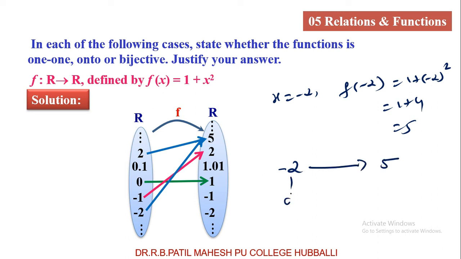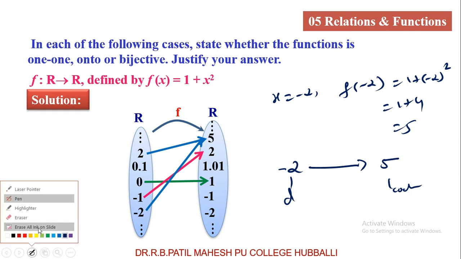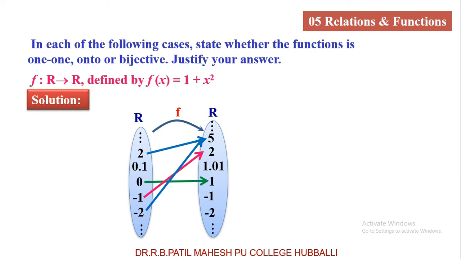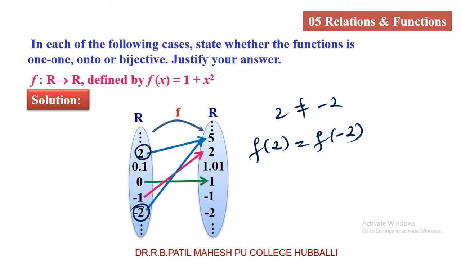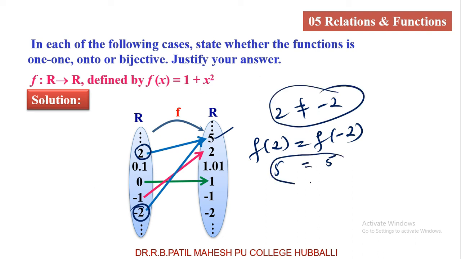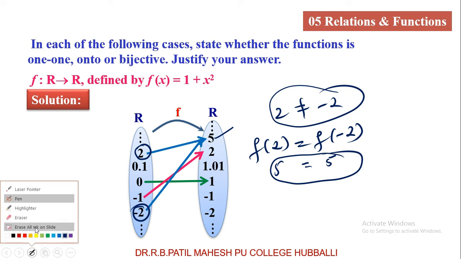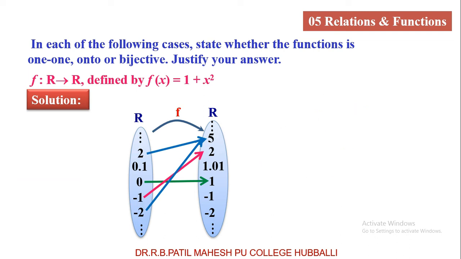This is the domain, this is the codomain or range. Is this going to be 1-1? Absolutely no, students. You can check. 2 and minus 2 are not equal, but their images are equal, I feel. What do you feel? Do you feel the same? Definitely, because f of 2 is 5, and f of minus 2 is also 5. Elements are not equal, images are equal. Therefore, the function is not 1-1. That you can see here.